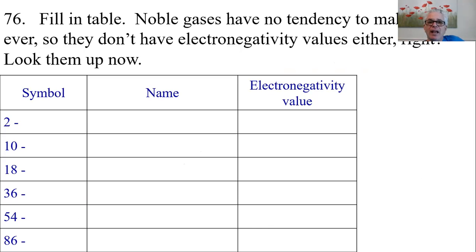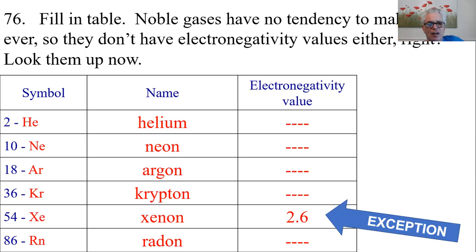Now, let's look at noble gases, another exception. Electronegativity values. What are the symbols of all the noble gases? You should know these and recognize these, and what are their names? We'll fill them in. Helium, neon, argon, krypton, xenon, radon. No electronegativity values at all because they're noble gases. They have no tendency to gain electrons in a bond.